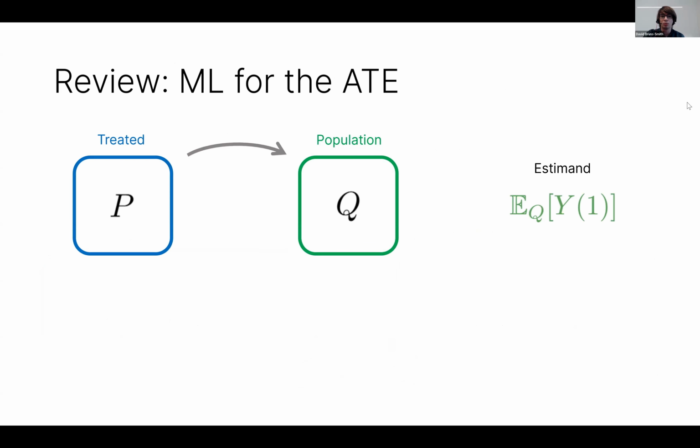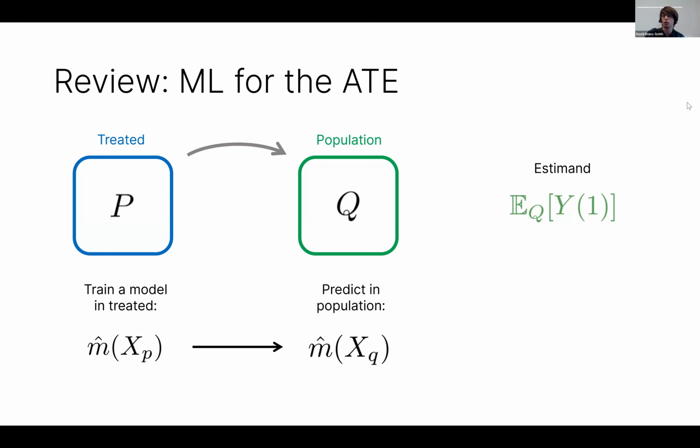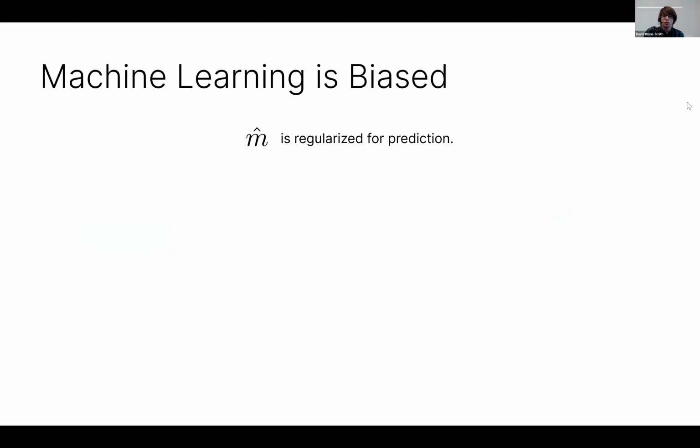As review, one of the ways of doing this transfer problem is fitting a machine learning model. You train some model in the treated group, M hat. You then use that to predict the missing values in the full population, and then you just plug it into the functional that defines your estimate. In this case, it's just taking the sum. This is going to give you a biased estimate because M hat is regularized for prediction.